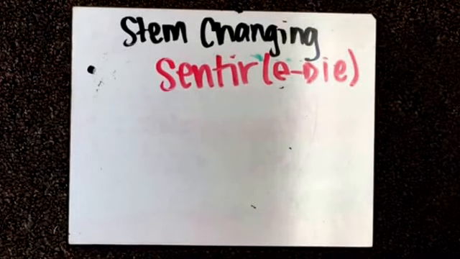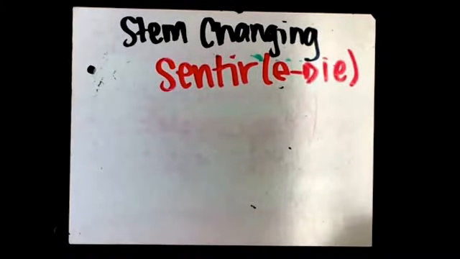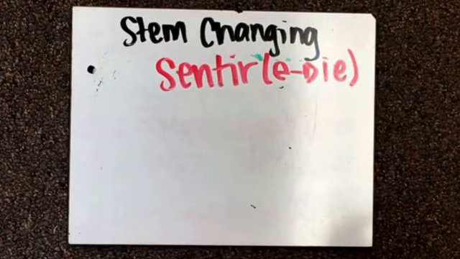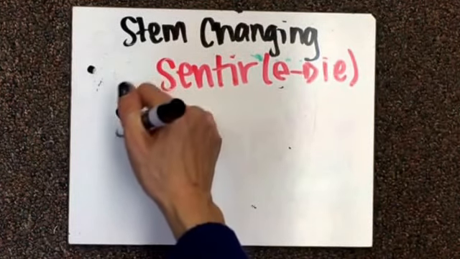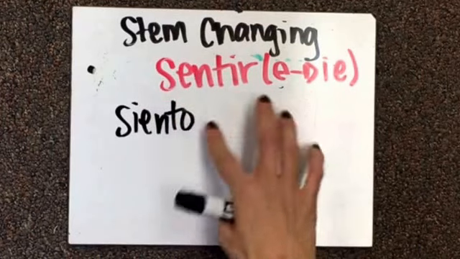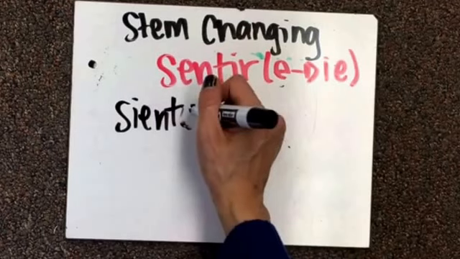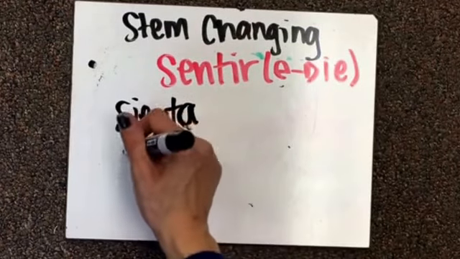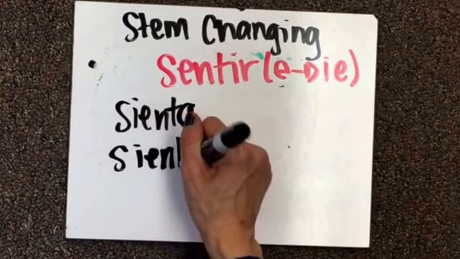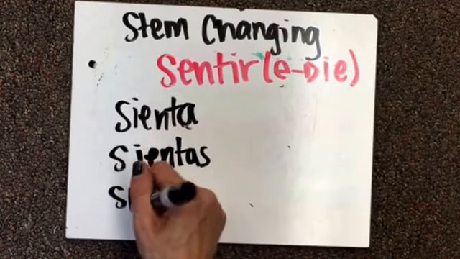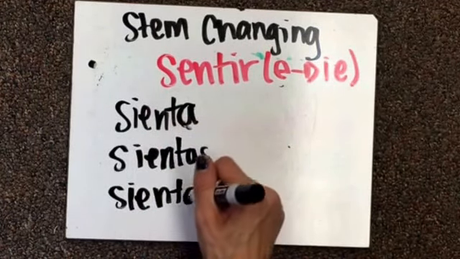If we wanted to look at an example like sentir, which is an IR verb, its stem changes E to IE, and we want to conjugate it, we need to remember that it stem changes in all forms, but has a special rule for the nosotros and vosotros forms. So if we want to put it in the subjunctive, we're going to put it in the yo form, drop the o, and add the opposite ending. And we're going to do that for all forms but two, the nosotros and the vosotros forms.